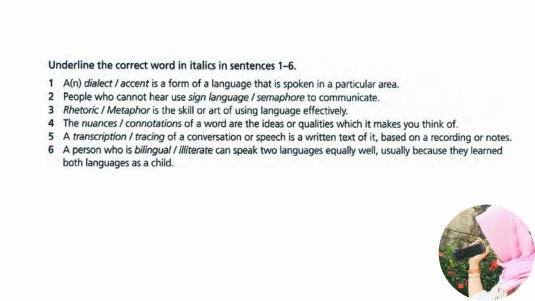Okay, for this one, you have to underline the correct word in italics in sentences 1 to 6. You have to decide whether, for example, dialect or accent suits the context or its explanation better. So you have to choose either dialect or accent for number one, then language or semaphore, which indicates a sign language, then rhetoric or metaphor, then nuance or connotation, transcription or tracing, and bilingual or reiterate for the last question. So you have to underline the correct words. Okay, that's it. Best of luck again.